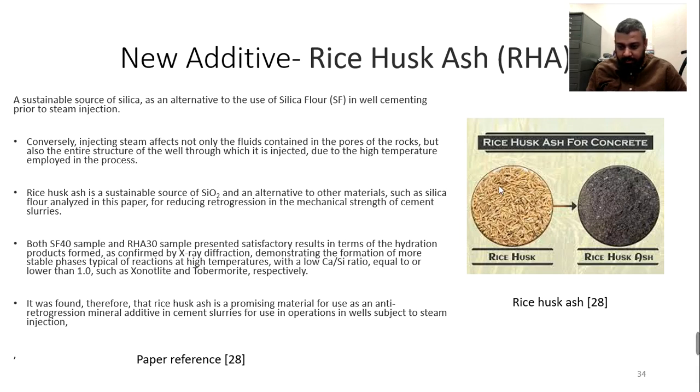Everyone is talking about it. Especially, this serves as an anti-retrogression mineral. So for example, the cement will not lose its properties after a long time. For example, you are checking the strength of the cement after 20 years. The addition of this rice husk will keep the properties the same and so on.